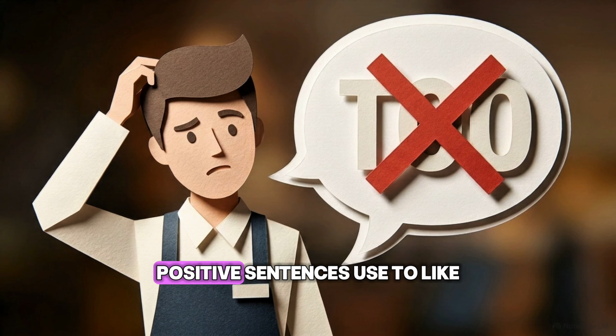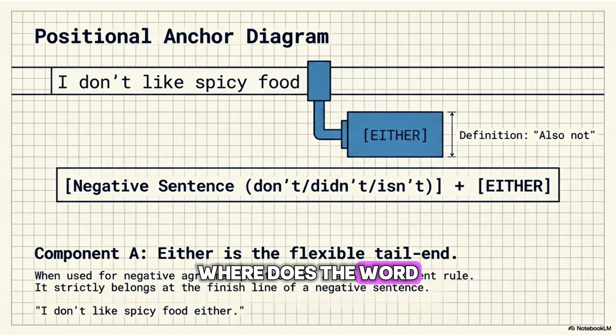Wow, okay. And notice the mechanics there. Where does the word sit in a sentence? Right at the end, always at the finish line. Exactly. It strictly belongs at the very end of a negative sentence. You use your don't, didn't, isn't, and you cap it off with either.